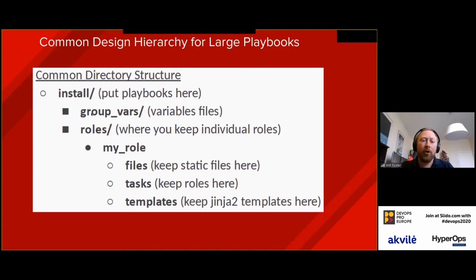Underneath install, you're going to have group_vars, and this is where you keep your vars files, or your variables files. This can be one or many individual YAML files that have key value pairs of configuration values that you would like your playbook to know about and honor and use with your automation. This is also where ours is located. So we use install/group_vars/all.yaml, for example.